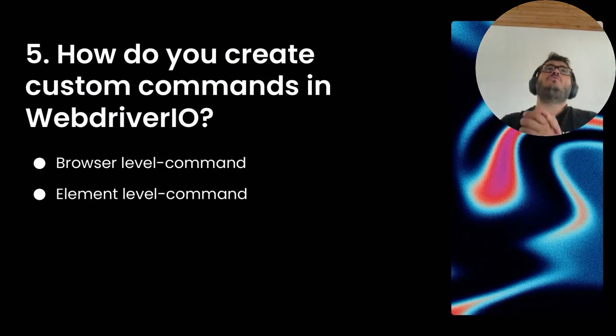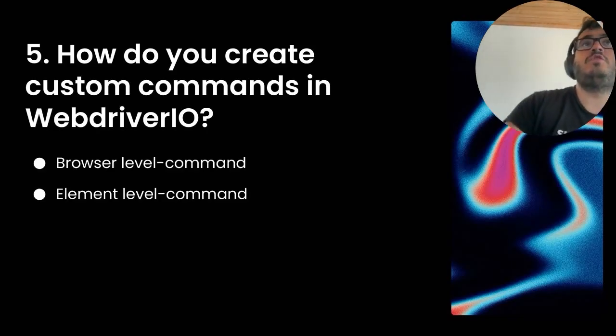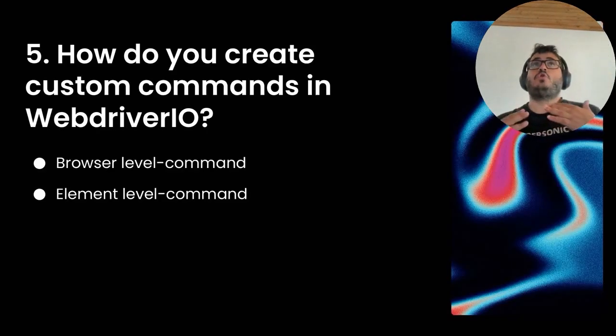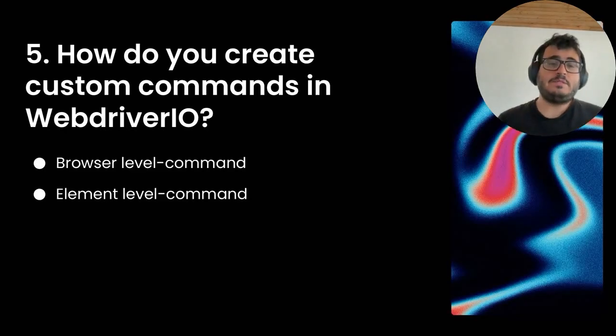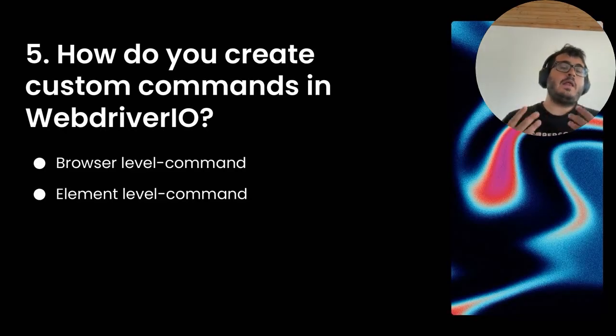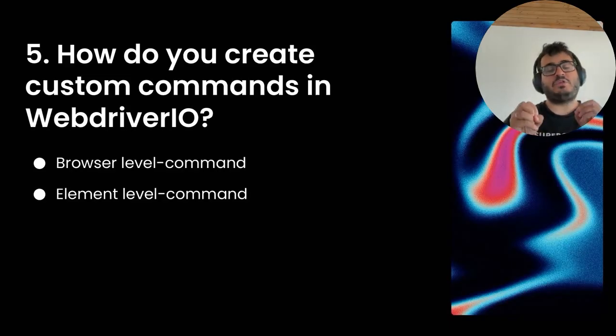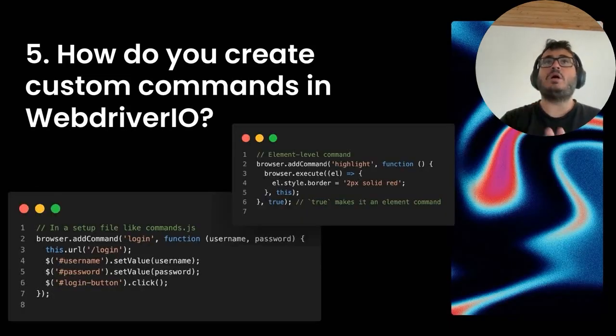So the last question for the intermediate level is how do you create custom commands in WebdriverIO? For this particular question, there are two answers. You can create a browser level command or you can create an element level command. The browser level is a more global one. You can use this command for all the actions you are doing within your browser. The element level is specific to the element that you're trying to find. I think we are covering two examples here.